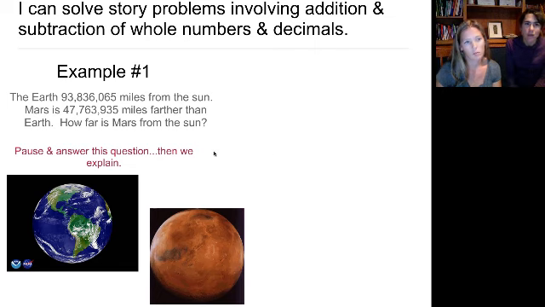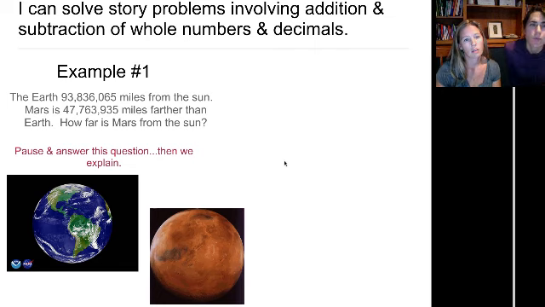So this first one, the Earth is, this is a big number, 93,836,065 miles from the sun. I am out of practice with this. We're trying to write it off to the side so you will be able to think about how to solve this problem. And you should be writing it down too. Hopefully you are doing it a lot faster than I am.